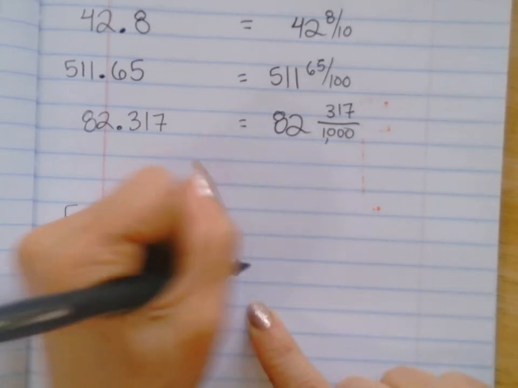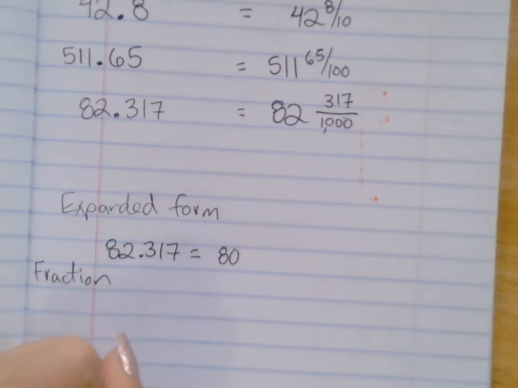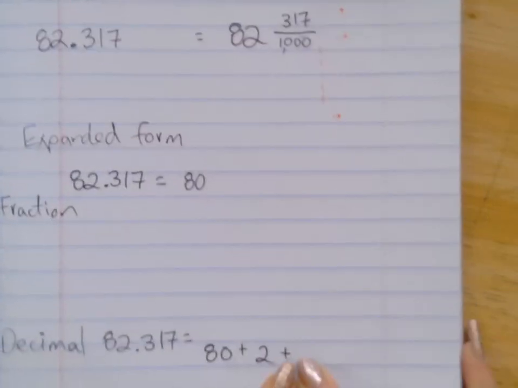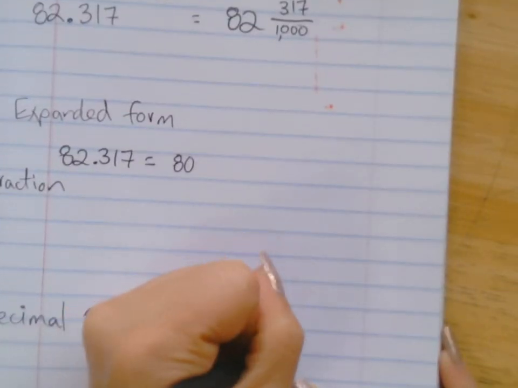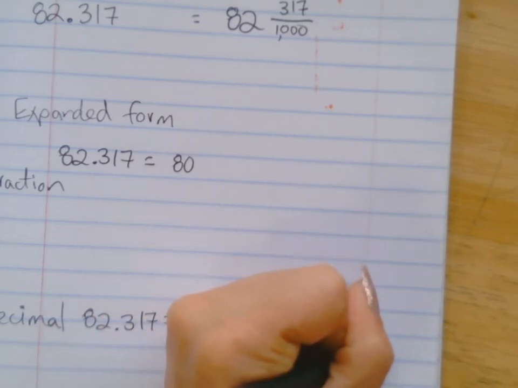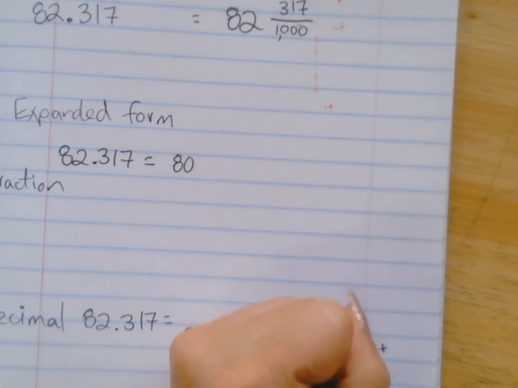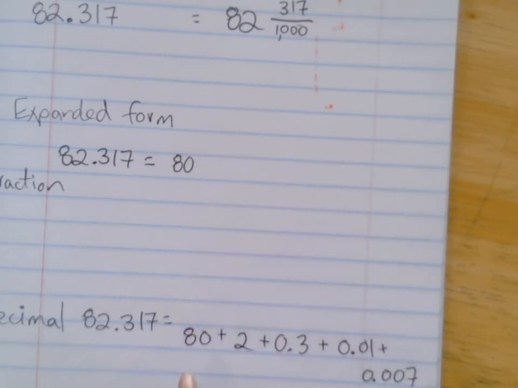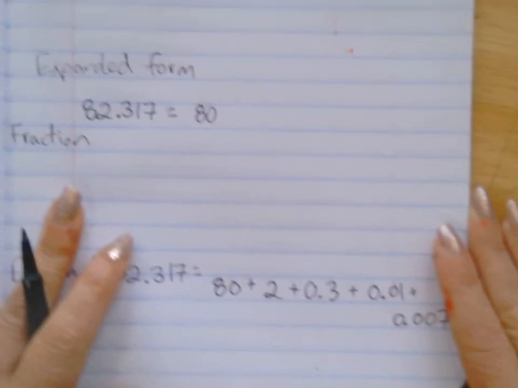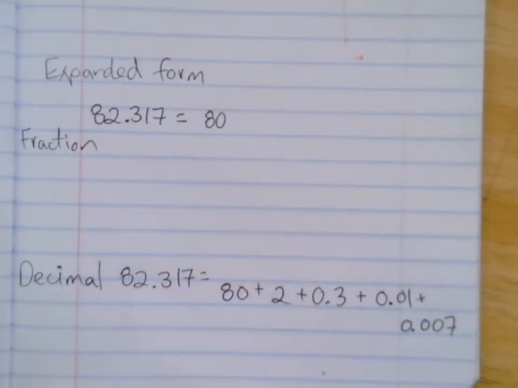So I have 80. Okay, so 82, I'll start with this one first since it is friendlier. So I'm breaking it apart. 80 plus ones place, 2, plus tenths place, 0.3, hundredths place, 0.01, plus my thousandths, 0.007. So if I step back and look at this, I will see only one number in each of my place values. Now, time to divide this up with fractions, expanded form.